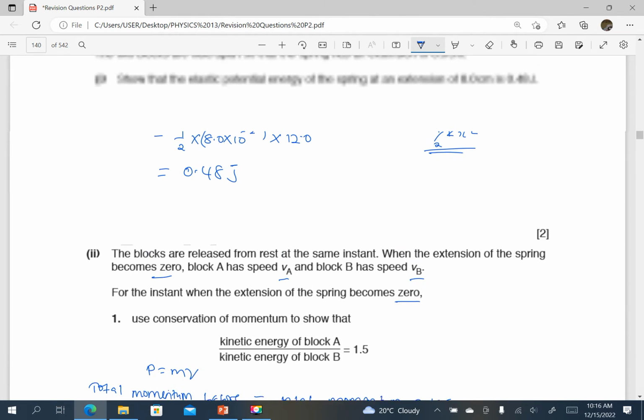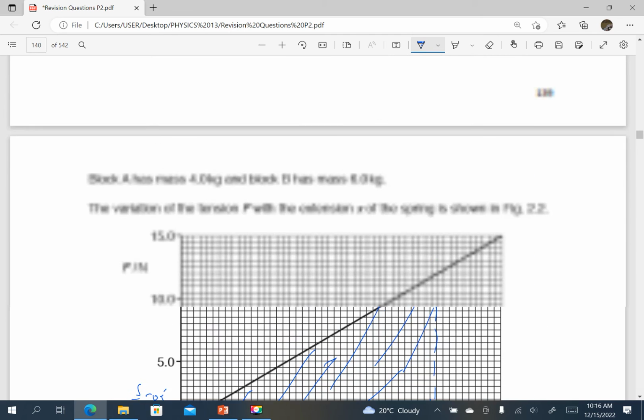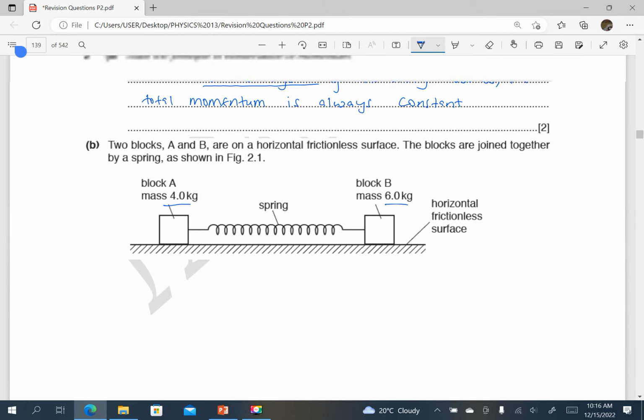And then total momentum after, immediately when they are released, block A has speed VA and block B has speed VB. But let's look at the masses. Block A had a mass of 4.0. That means this momentum is going to be 4.0 times its velocity VA. And this will be moving, of course, to the right. Block B has a mass 6.0. Its momentum will be 6.0 times its speed, which is going to be VB. When they are released, this will be moving to the left.